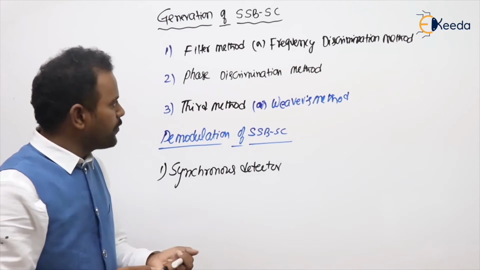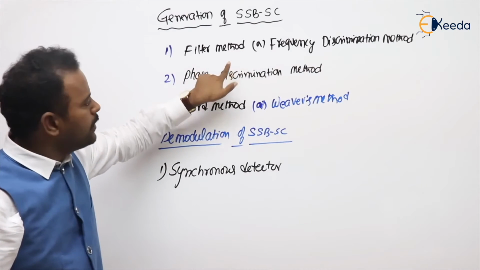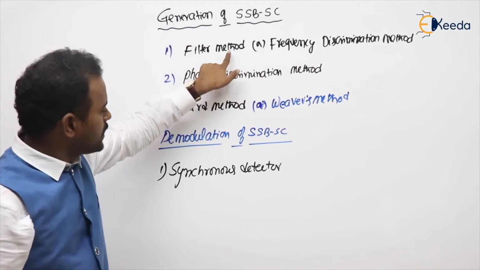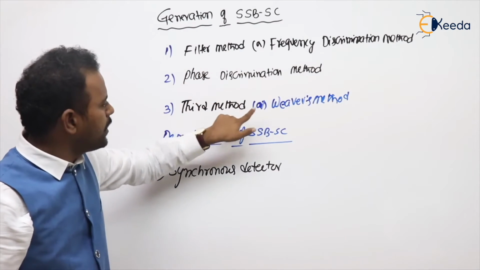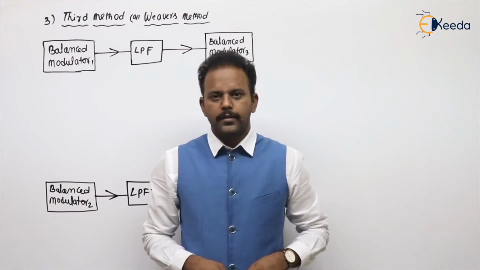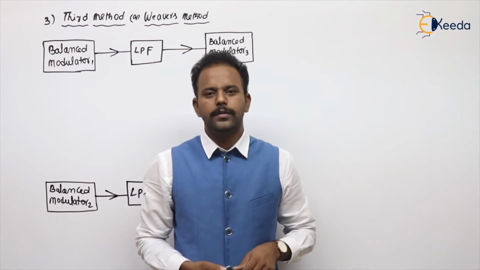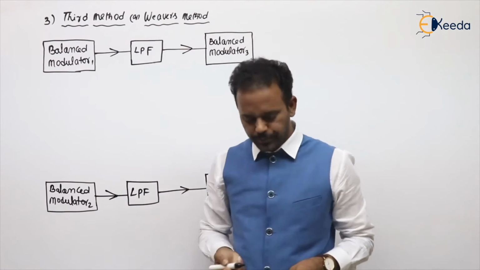For generation, what do we have? The phase discrimination method or filter method. Next, the frequency discrimination method or filter. Phase discrimination method, and the third method or Weaver's method. For demodulation, synchronous detection. The third one is the third method, developed by Weaver, so it is also called Weaver's method.